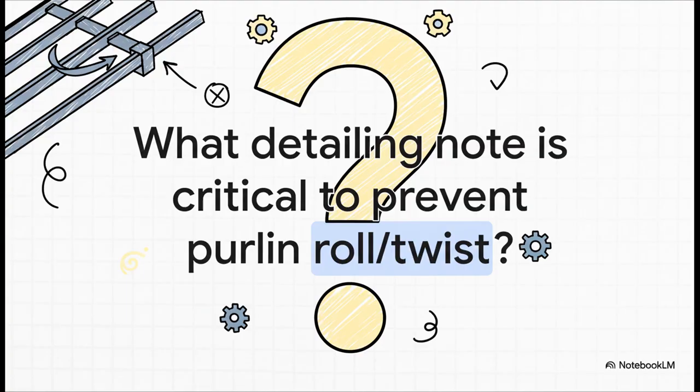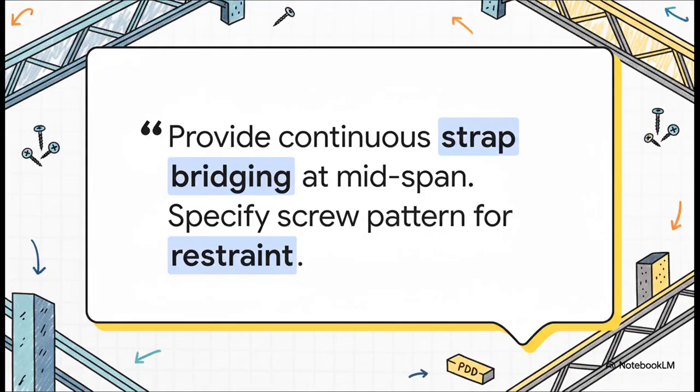Okay, now switch hats. Put on your detailer's hat. This isn't about cost anymore, it's about structural stability. You've got these long, kind of floppy purlins. What specific instruction has to be on your drawings to make sure they don't fail by twisting? Perfect. This is a PDD answer through and through because it's specific and it's actionable. It calls out a specific component, the strap bridging, and it references standards, the manufacturer's requirements for the screw pattern. This is the level of detail your construction documents need.